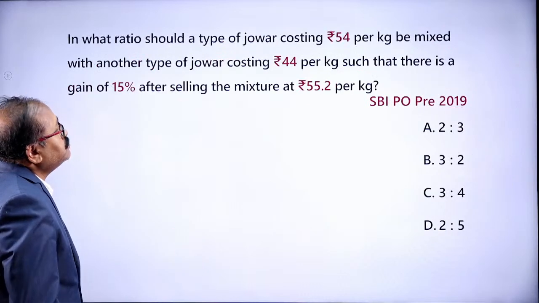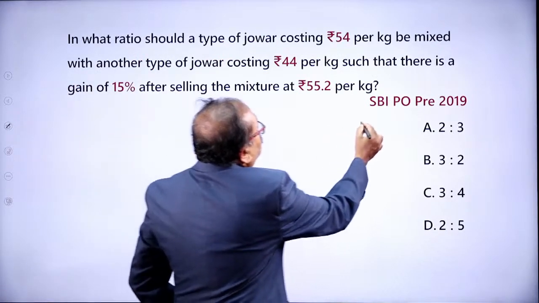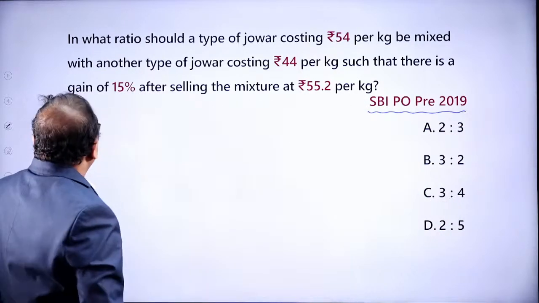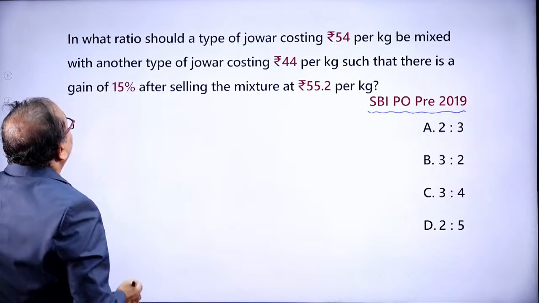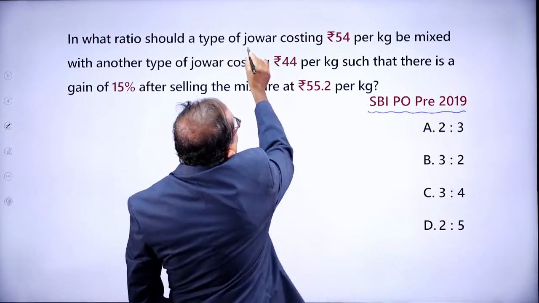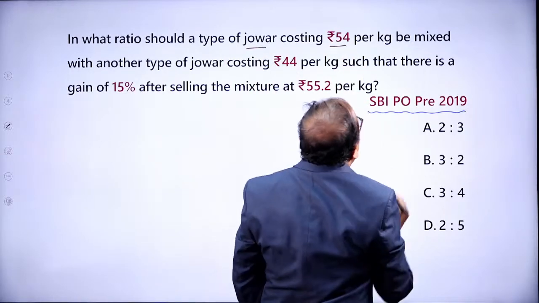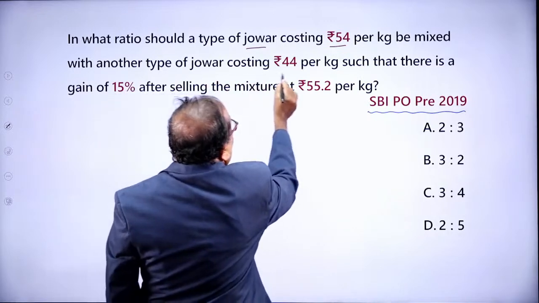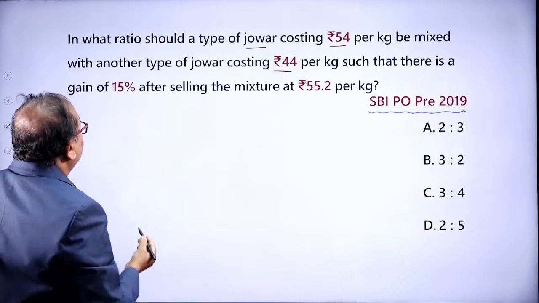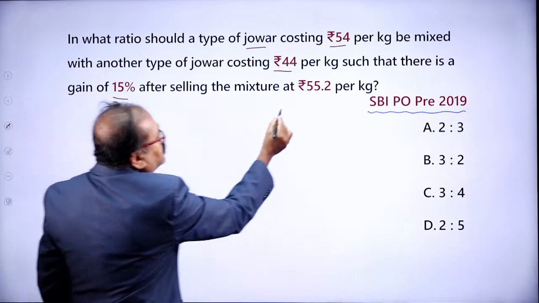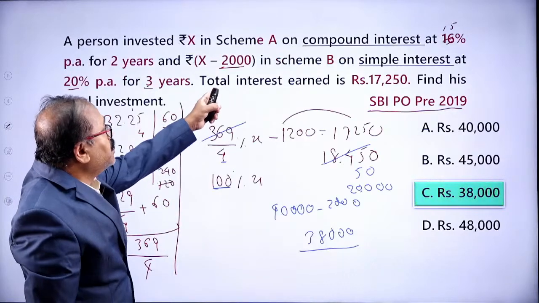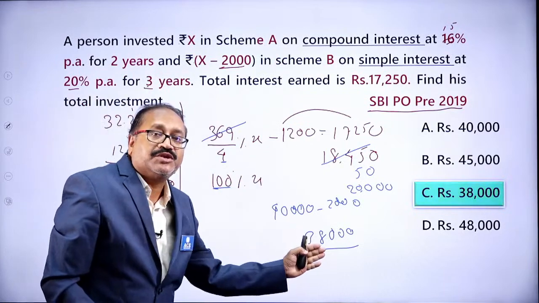So it's done. Now coming over here, this is also of the SBI PO prelim of 2019. So what is this question all about? Look, my friends: in what ratio should a type of item costing rupees 54 per kg be mixed with another costing rupees 44 per kg so that it gains 15% by selling it for this much? Sometimes you get complicated questions like this, which we have an easy method to answer.